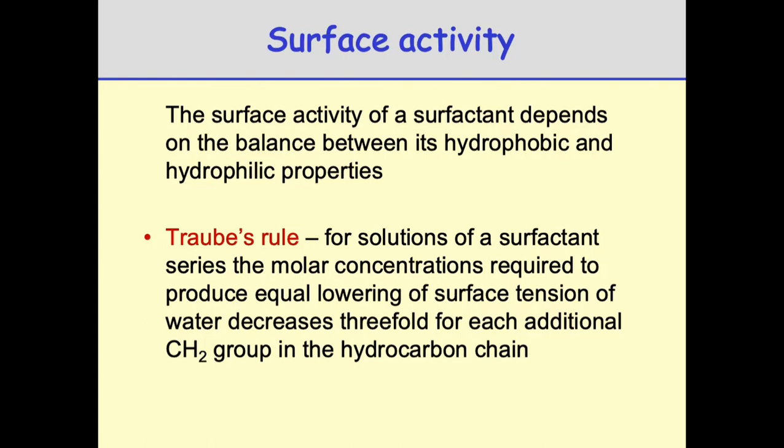So Traube's rule says, for solutions of a surfactant series, the molar concentration required to produce equal lowering of surface tension of water decreases threefold for each additional CH2 group in the hydrocarbon chain. And that's a bit of a mouthful, so let's do an example to show you what that means.